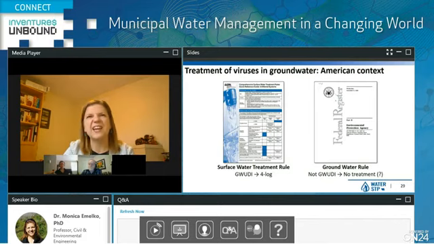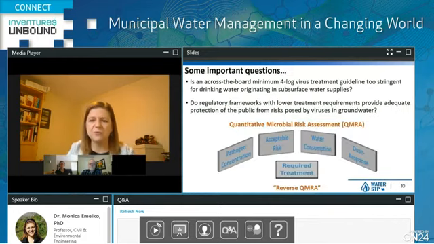And so this is one of the big questions we set out to ask, because we, more specifically, we're saying, okay, is this across the board 4 log treatment requirement too much? Is it too stringent? Do regulatory frameworks with lower treatment requirements provide adequate treatment and public health protection from viruses?